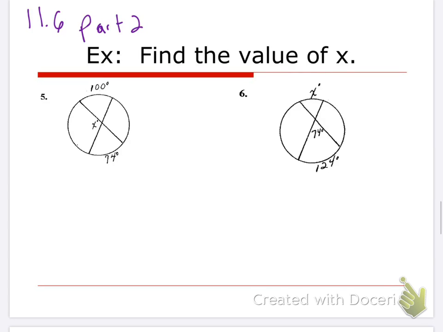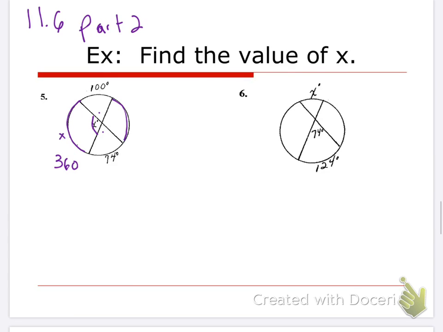So, find the value of x. This is like the last example, the second to last example in the last video. We're not interested in the 174. That has to do with these two. We want to know about these two arcs, this one and this one. So it involves us again to use that 360.